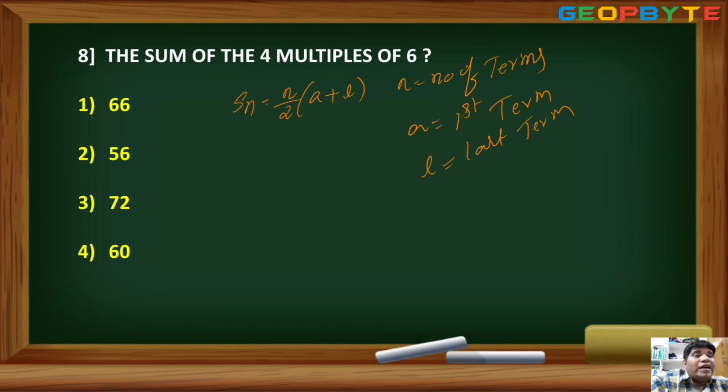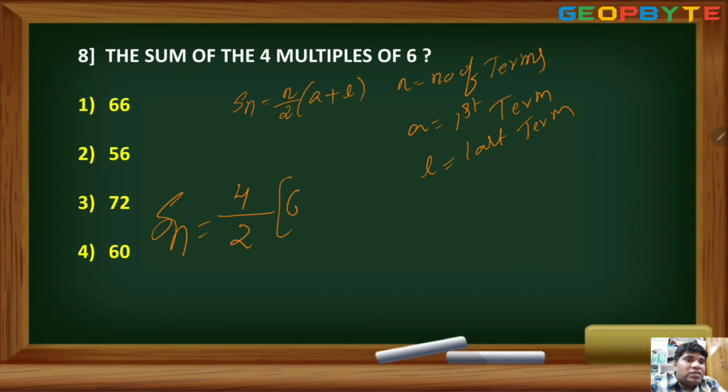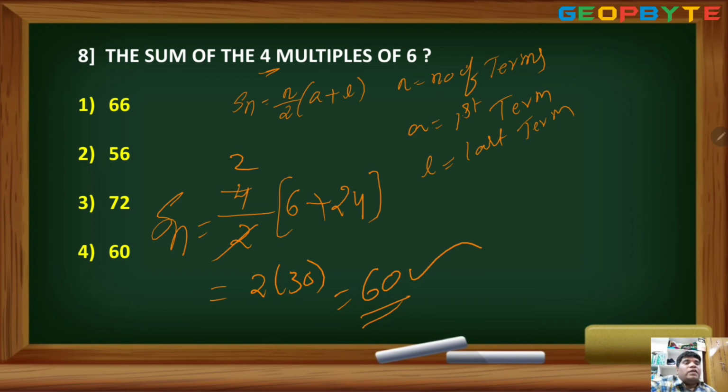Now, how to calculate the first number? 6 into 1, 6, is the first number. They're asking 4 multiples, so the last is 6 into 4, that is 24. Okay, S n: total number of terms, 4 by 2. A, what is the starting? 6. Last, the 4th, so 6 plus 24. So the 2s cancel, 2 into 30. Answer 60. This is the answer.